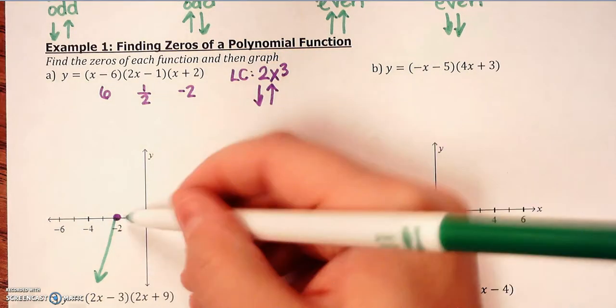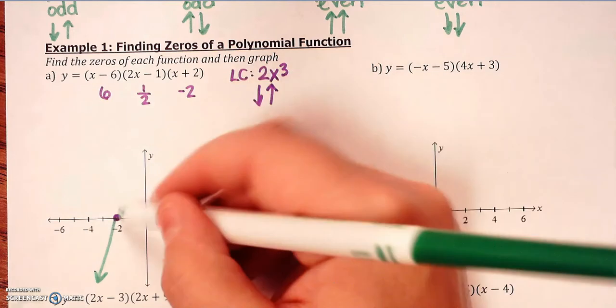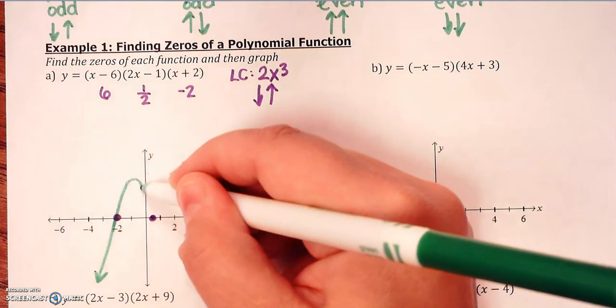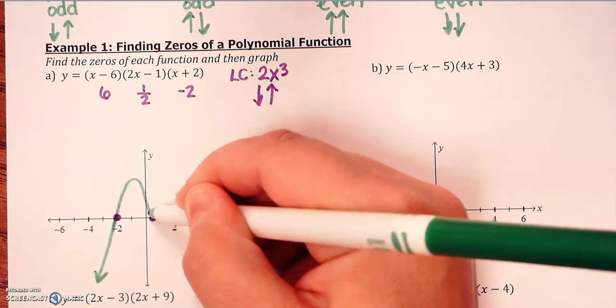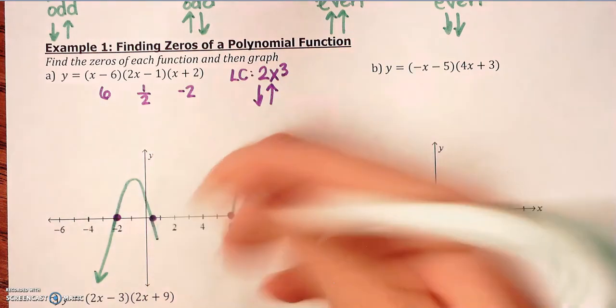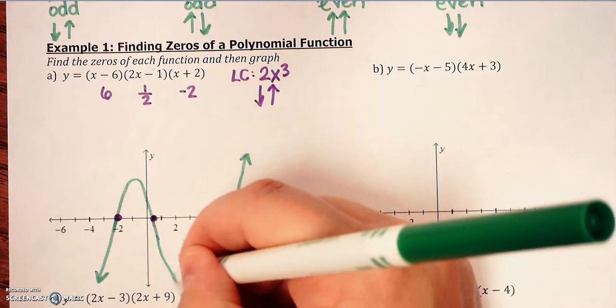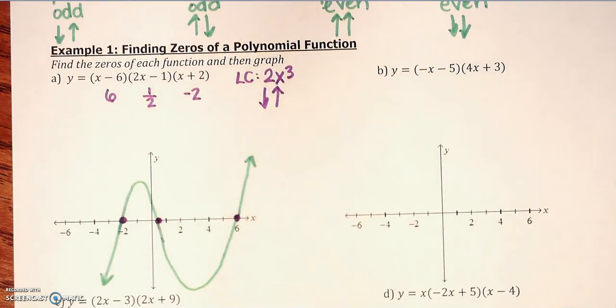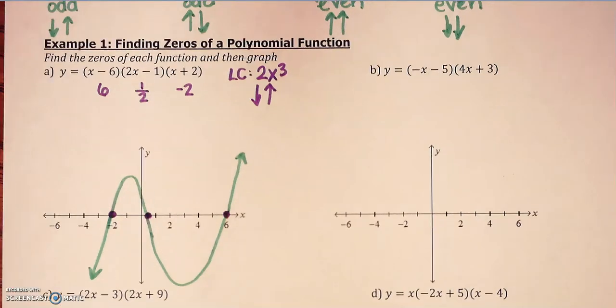And any of these zeros, we're just going to go right through the x-axis. I know I have to come back down. This is just a sketch, and I have to go through this point. And then I know I have to come back up to go through this 0. So that would be a good sketch of that first polynomial.